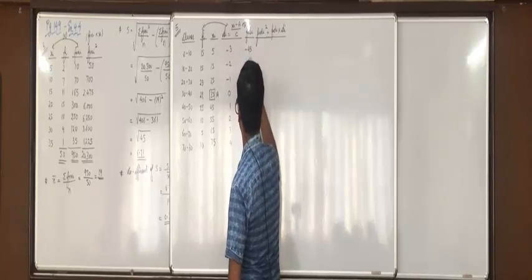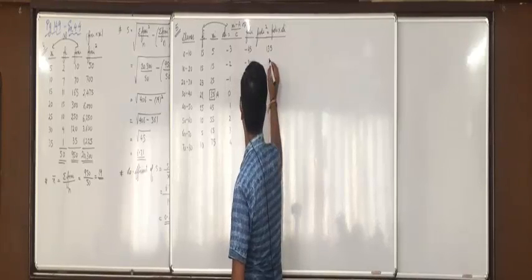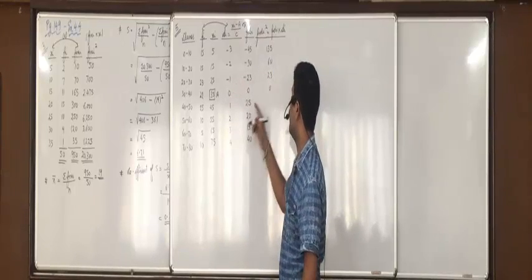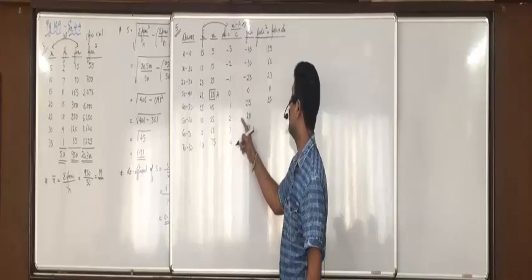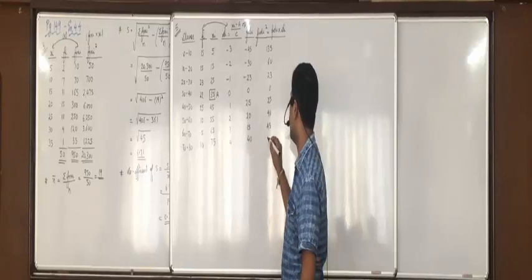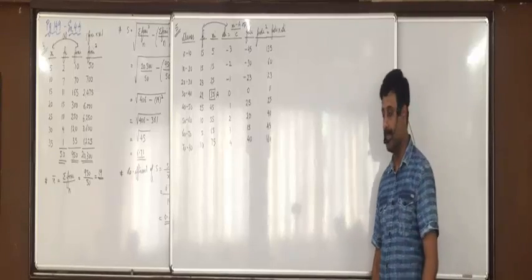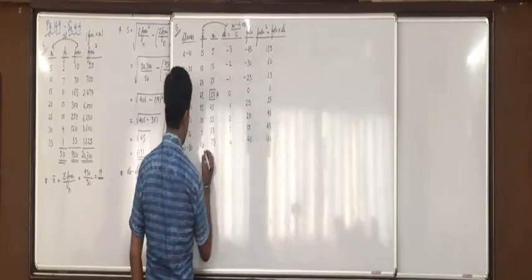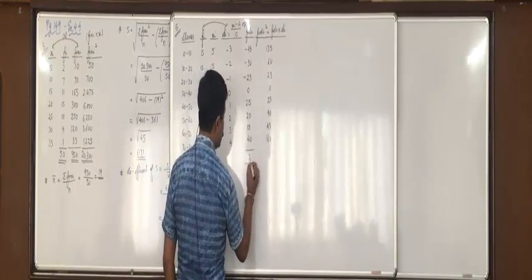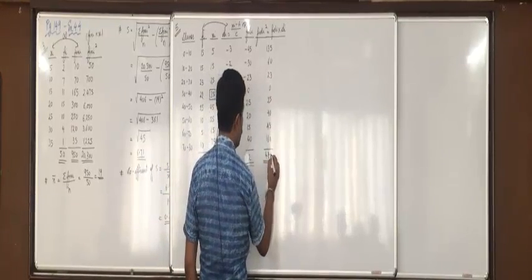Minus 45 into minus 3, minus minus will become plus, so 135. 30 into 2, 60. 23 into 1, 23. 0 into 0, 0. 25 into 1, 25. 20 into 2, 40. 15 into 3, 45. 40 into 4, 160. Any confusion in this? Now we need the total of Fi, that is 125, and Fi di, that is 2, and Fi di square, 488.